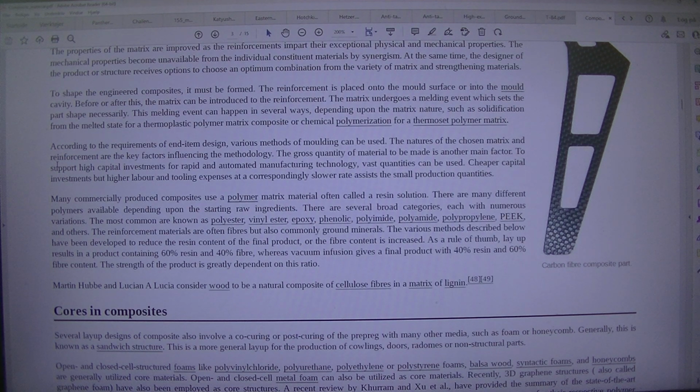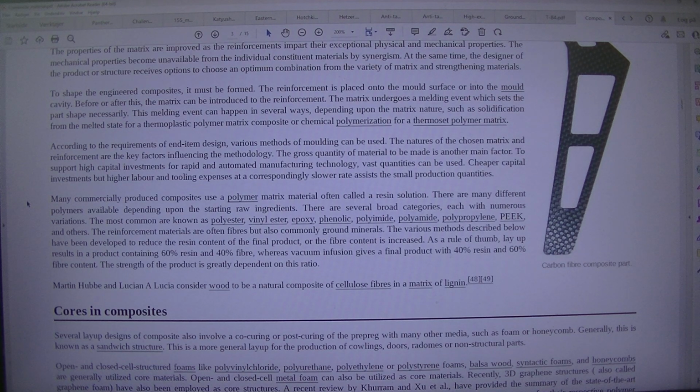According to the requirements of end item design, various methods of molding can be used. The natures of the chosen matrix and reinforcement are the key factors influencing the methodology. The gross quantity of material to be made is another main factor. To support high capital investments for rapid and automated manufacturing technology, vast quantities can be used. Cheaper capital investments but higher labor and tooling expenses at a correspondingly slower rate assist the small production quantities.